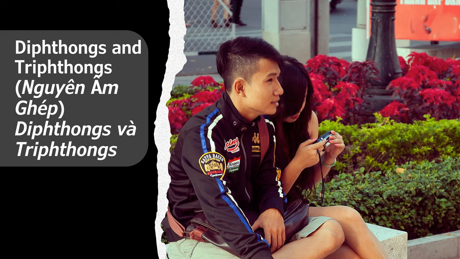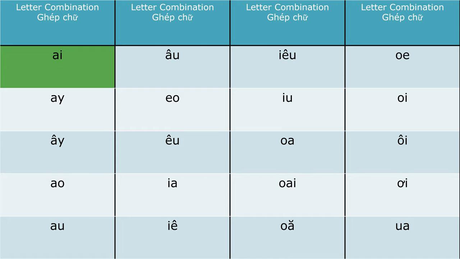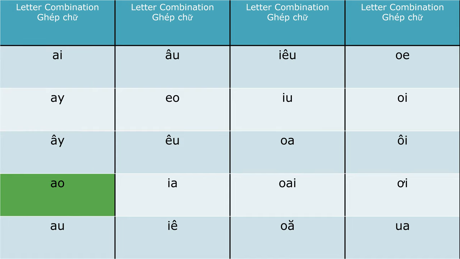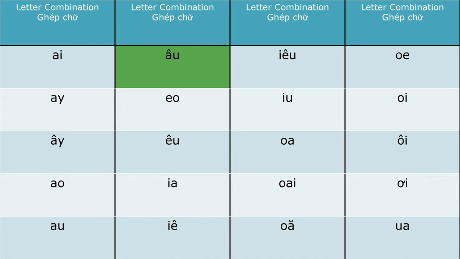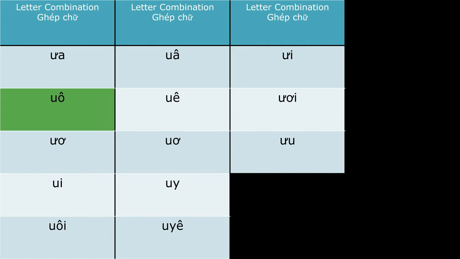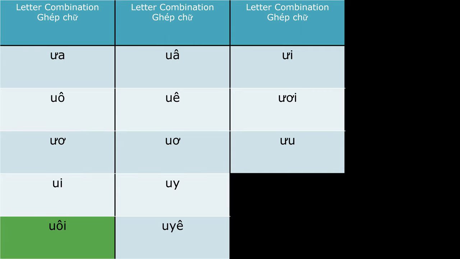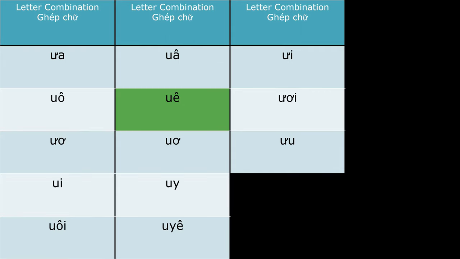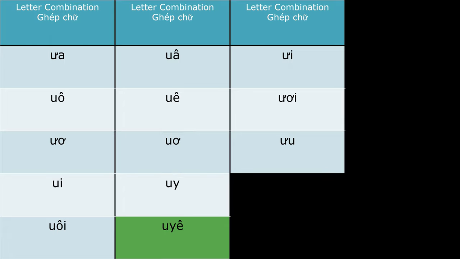Diphthongs and triphthongs. Nguyên âm ghép. Ai. Ao. Au. Eo. Yêu. Quai. Que. Oi. Ơi, ua, ưa, huy, quay, của, quê, duyên, ươi, yêu.